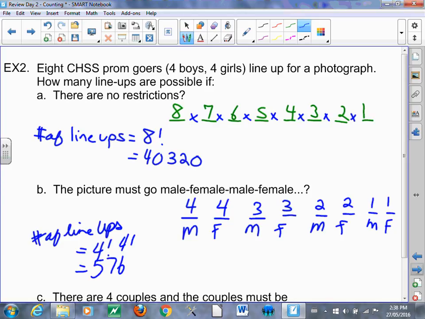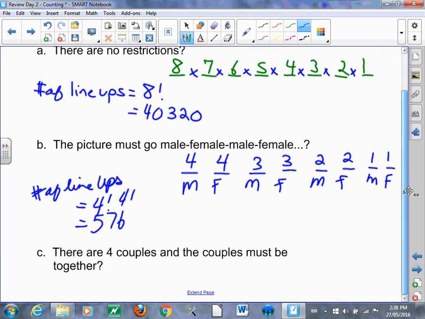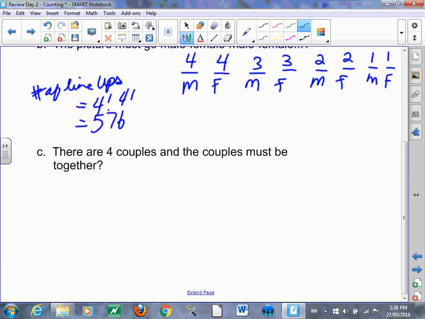All right. Now, let's take a look. There are 4 couples, and the couples must be together. Well, if the couples must be together, then I'm only doing 4 of these groupings, right? And we can pick any couple to go first.